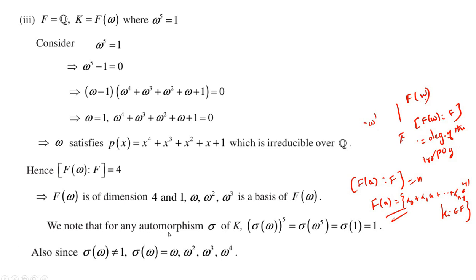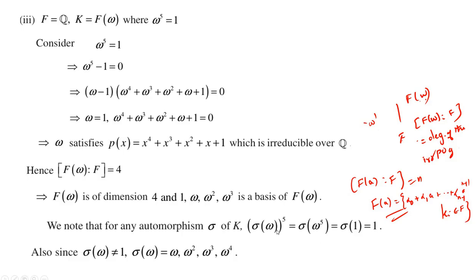We note that for any automorphism sigma of K, sigma of omega, whole power 5, because sigma is a homomorphism, sigma of omega written 5 times, based on the multiplicative rule, is sigma of omega to the power 5. Omega to the power 5 being 1, you have sigma of 1, but it is one-to-one and onto, so it will take 1 to 1 only.